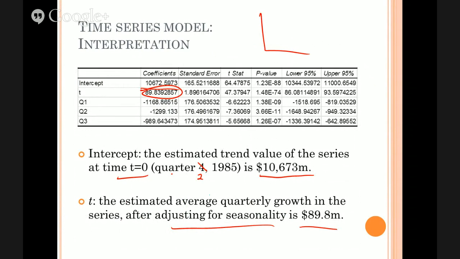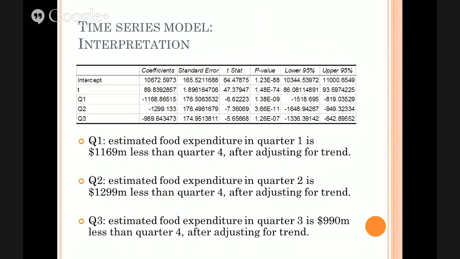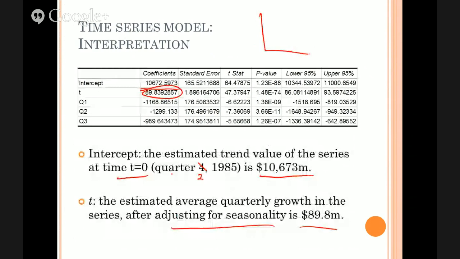Okay, so that's the change in Y for a 1 unit change in X, in other words, for progressing 1 further quarter. So that says to us that on average, sales are growing by that 89.8 million across the whole sample, per quarter.